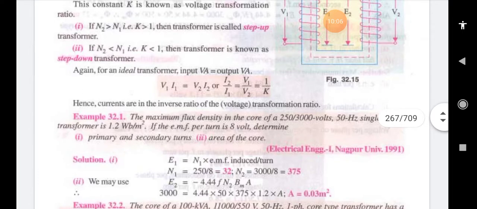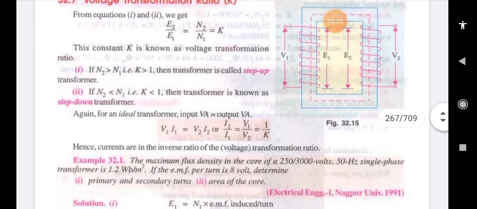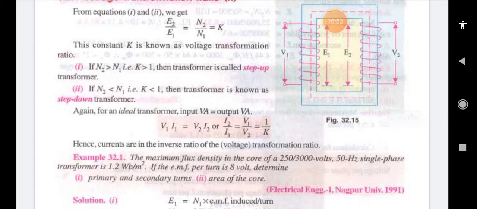Now if N2 is greater than N1, then of course K will be greater than 1. As you can see in the equation, when N2 is greater than N1, obviously K will be greater than 1, and those kinds of transformers are called step up transformers. Similarly, if N2 is less than N1, then K will be less than 1 and the transformer will be known as a step down transformer.